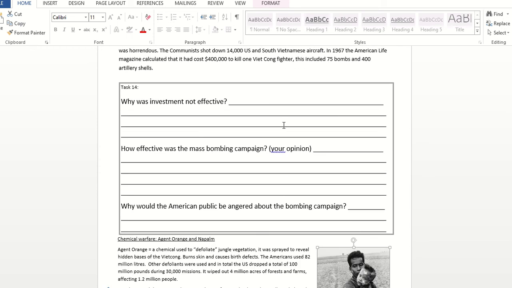Have a go at task 14. There's a question in there that is about your opinion. So just write down what you think. There's no right answer there.